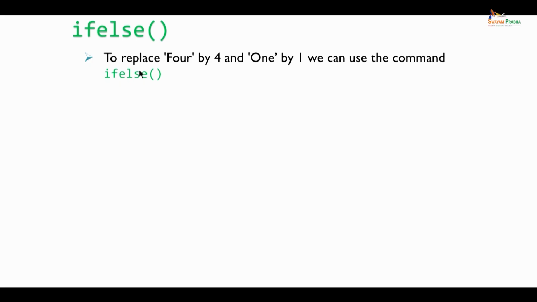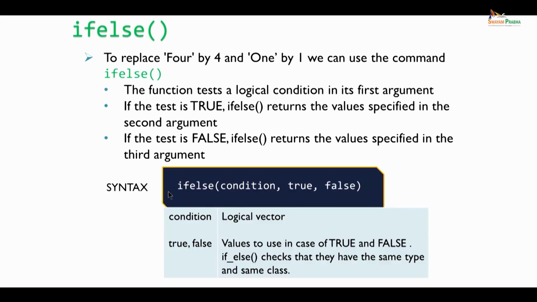So, now we are going to replace FOUR by the number 4 and ONE by the number 1. To replace that, we can use the function called ifelse. Let us look at the syntax for using the ifelse function. The first argument should be the condition. Basically, the ifelse function tests this condition. The next argument is the true value. If the test condition is satisfied, it will replace the value with what is specified in the place of true. If the condition is not satisfied, it will be replaced with the statement which is expressed in terms of false.